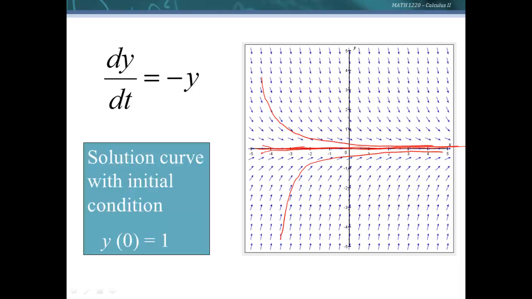We could trace out the solution curve that had an initial condition. Then we could give an initial value, y of 0 equals 1. So this would be the curve that passes through that point and follows that slope field.